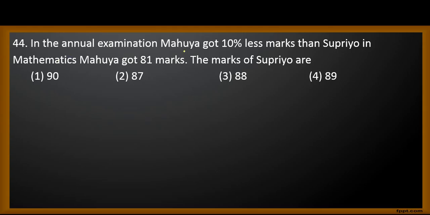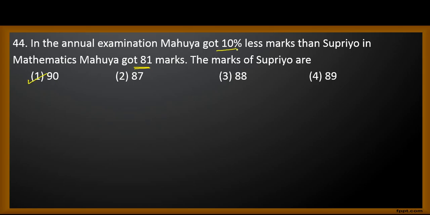In an annual examination, Mahia got 10% less marks than Supriya in mathematics. Mahia got 81 marks. The marks of Supriya are simple. She got 90% of what Supriya got. Simply don't calculate here, simply go through the options. If Supriya got 90 marks, what is 90% of 90? 81, which is satisfying. Simply the answer is option 1.